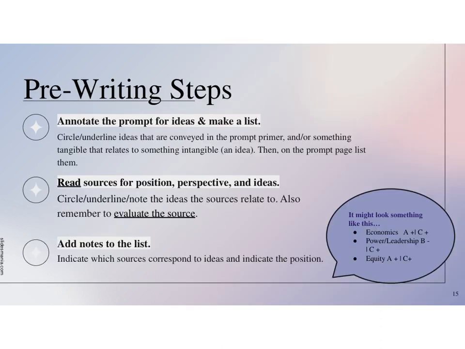Now that you have completed the first step of the pre-writing, which is to annotate the prompt for ideas and make a list, I want you to now read the sources for positions, perspectives, and ideas. So that means you're going to read through the sources and look for what their stances are. What are they arguing? Then you're going to add notes to the list you created on the prompt, which might look something like this.